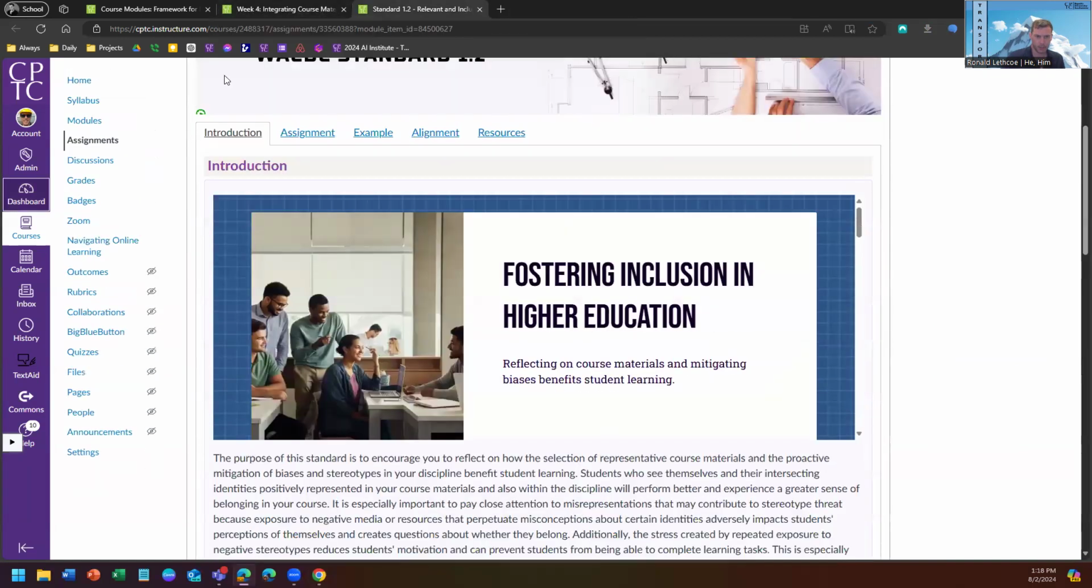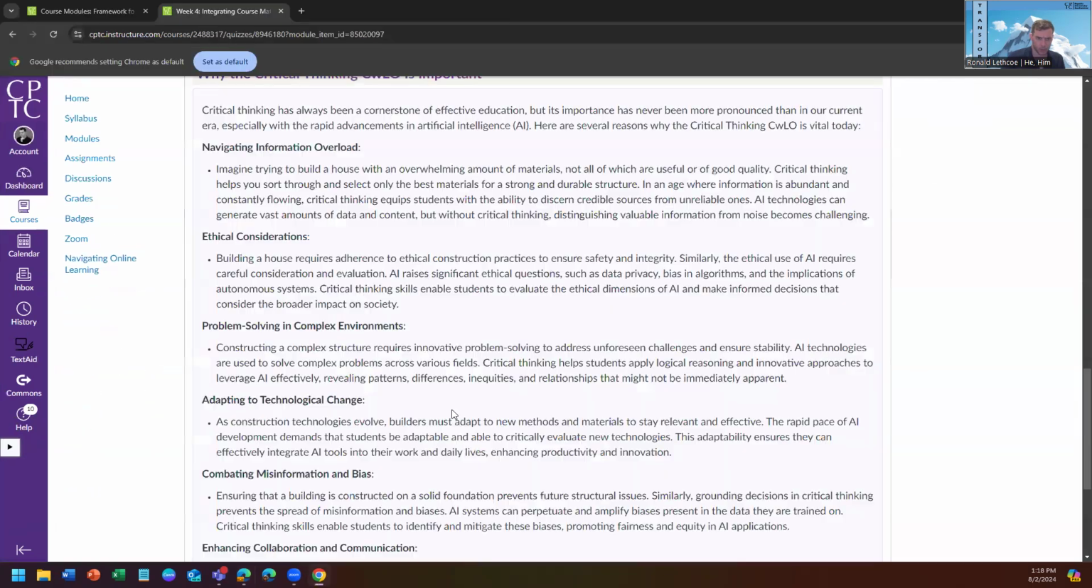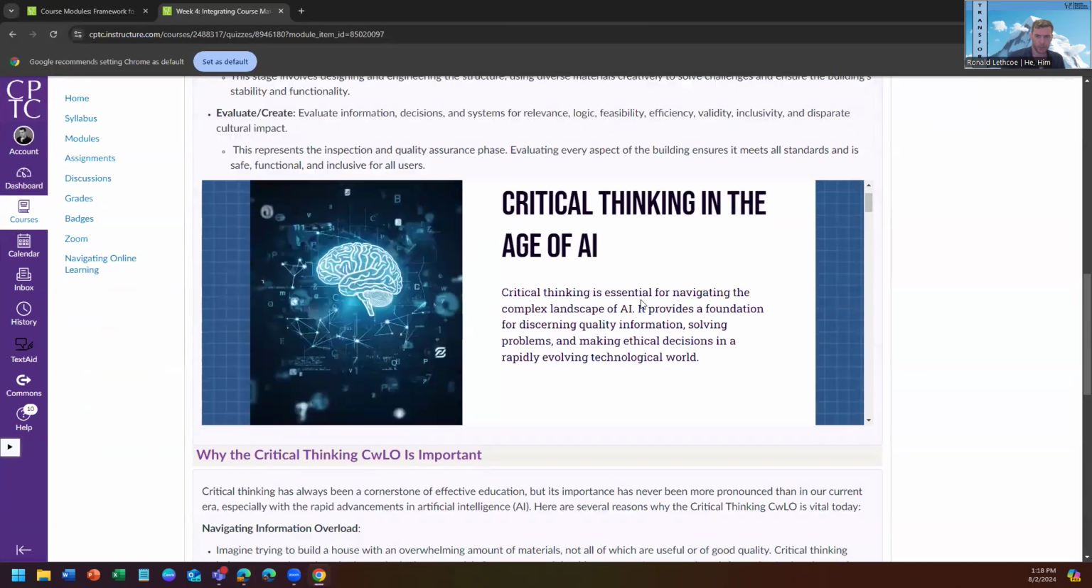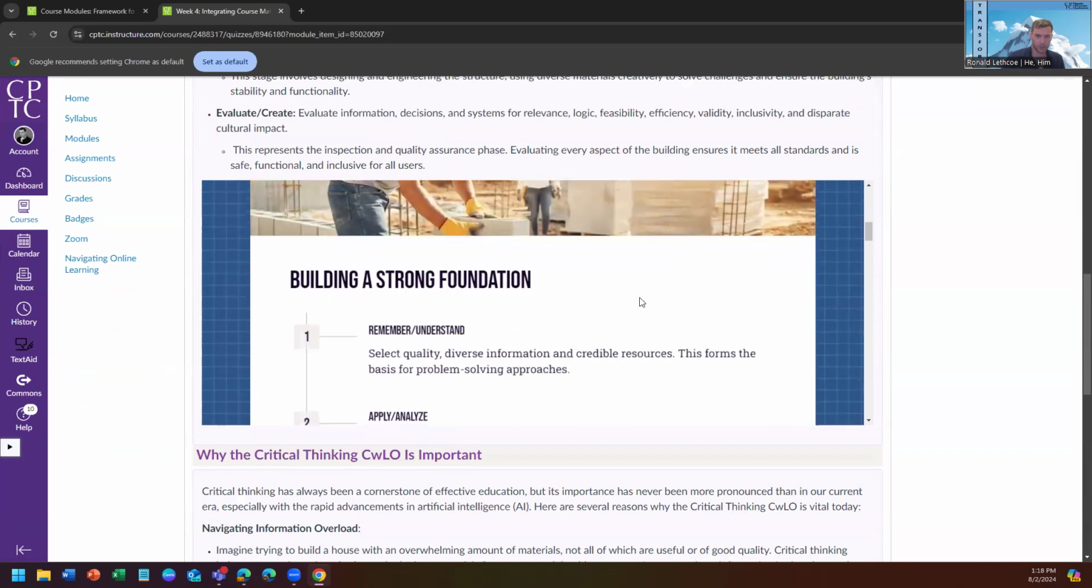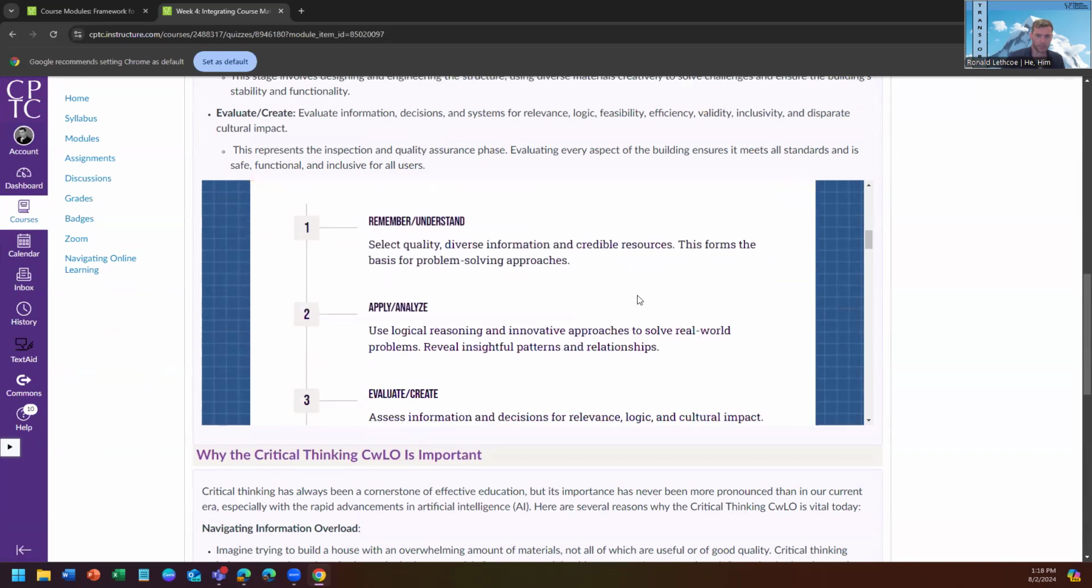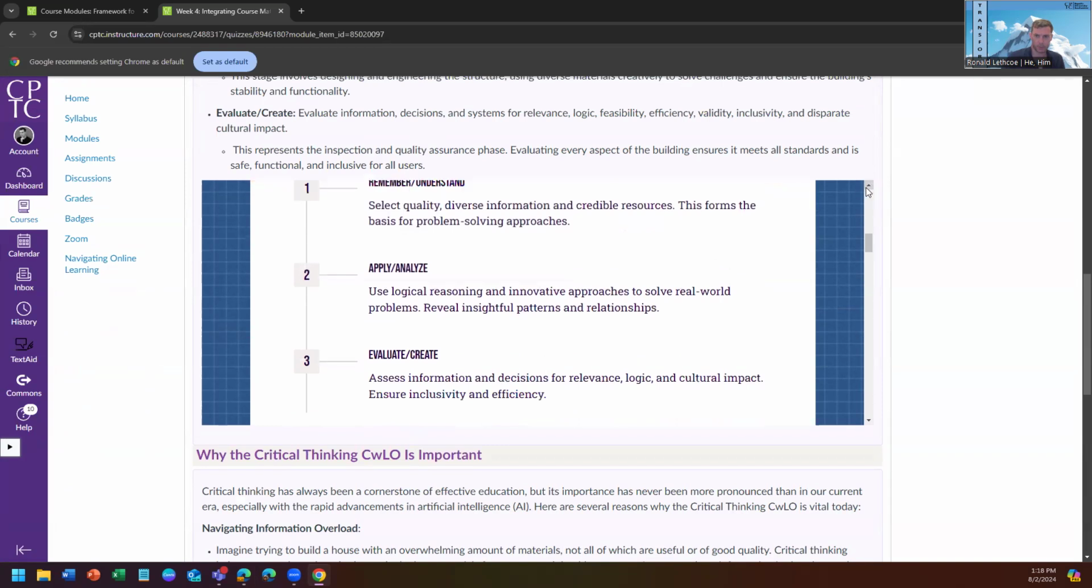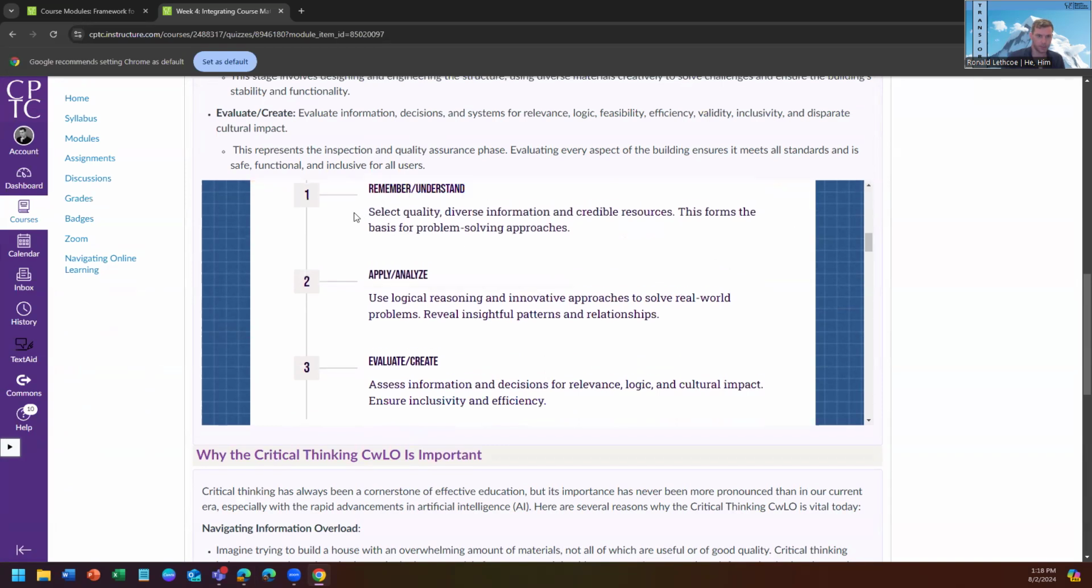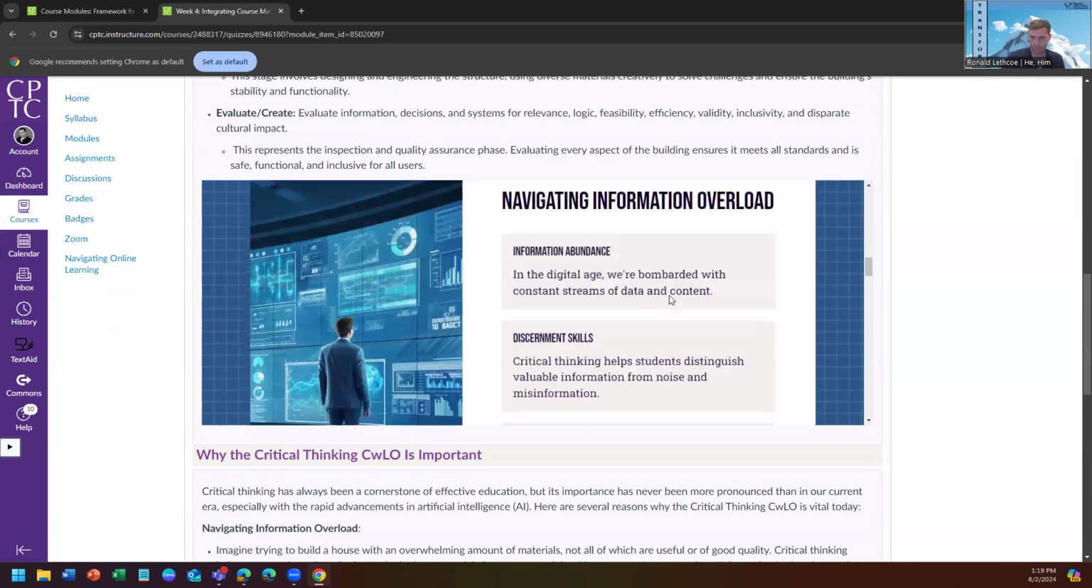Okay, so let's get back to our topic this week. I'm just going to go over this one real quick about critical thinking. Critical thinking: building a strong foundation. These are the different sections from it: remembering, understand, apply, analyze, evaluate, and create. We talked about that last week in this meeting, so I'm not going to go into why there are different ones, but these are from the course-wide learning outcomes.